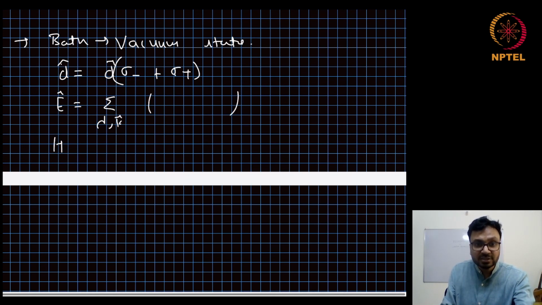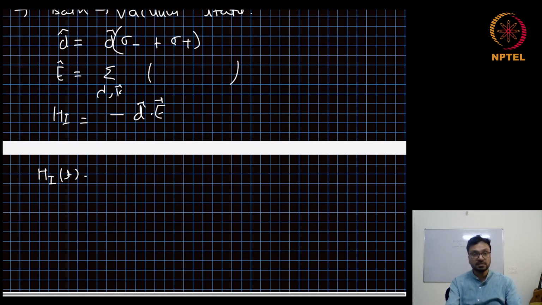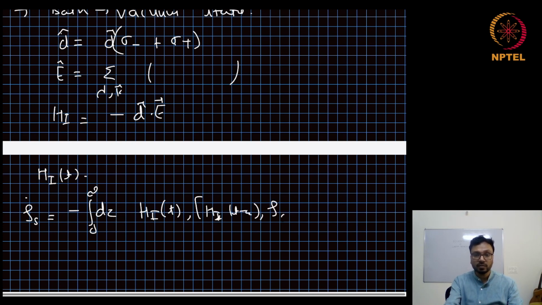So our interaction Hamiltonian, which is minus d dot E, can be calculated from here, and from there we can calculate the interaction Hamiltonian in the interaction picture. We can substitute this interaction Hamiltonian in the interaction picture in the dynamical equation rho s dot, which is minus integral 0 to infinity d tau, trace over bath of the commutator of H_I(t) with H_I(t minus tau) rho s(t).